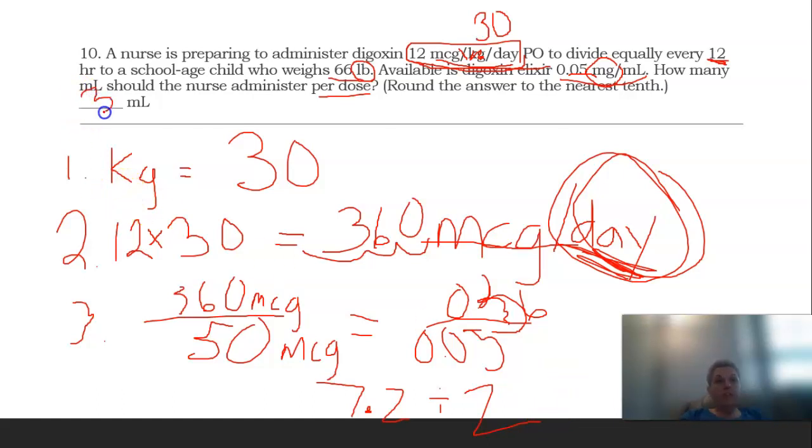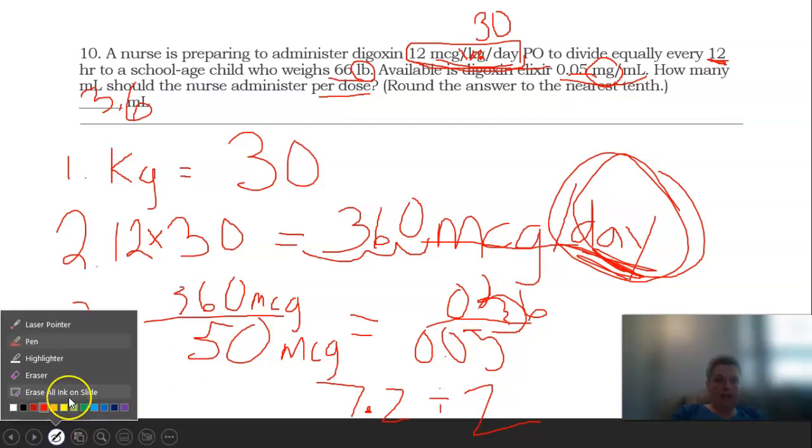Okay? So just make sure that you're done before you hit submit. Because if you said 7.2, you wouldn't be wrong, but you haven't done what it's asked you to. It's 7.2 a day. It's 3.6 per dose. Okay? So I just need to ask myself, am I sure I did everything I was supposed to do? Okay?